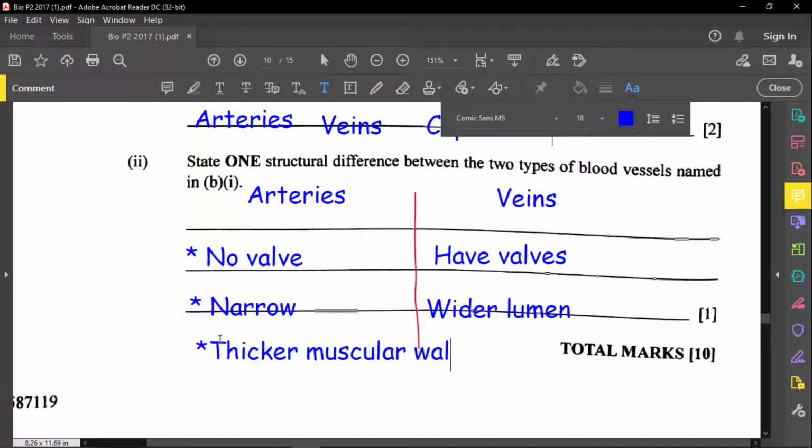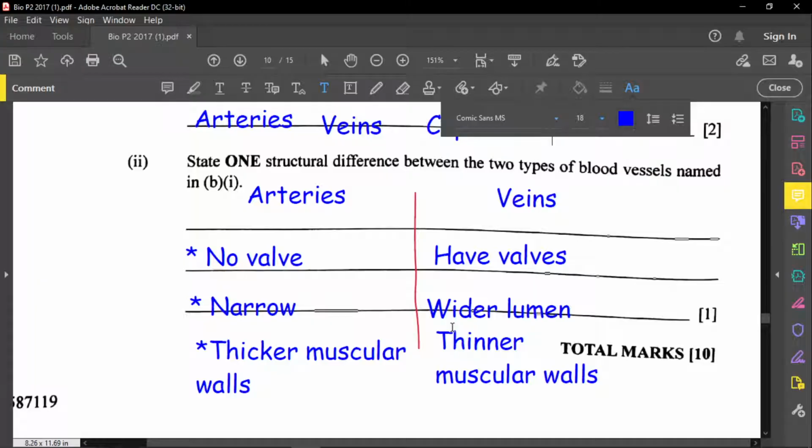Thicker muscular wall. All right, let me just put it on this side. Not going to look too nice there. Thicker muscular walls. And the veins now will have thinner muscular walls. Let me put it here so you see it better. So thinner muscular wall. So those are the general differences, right?